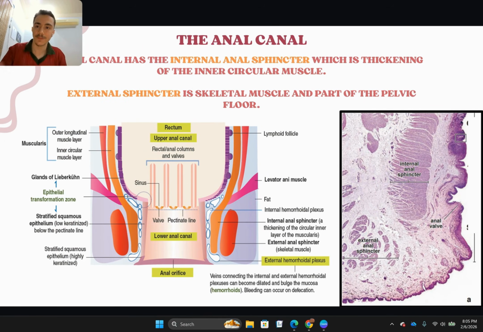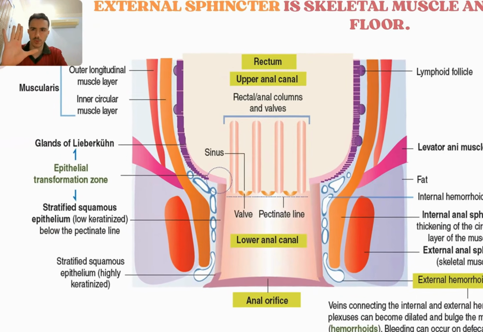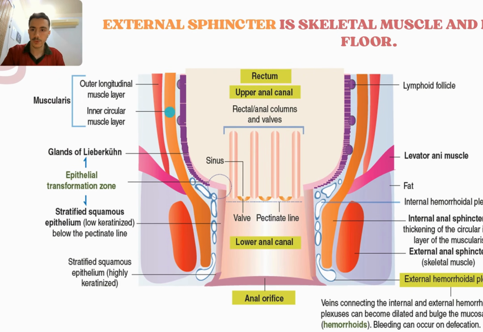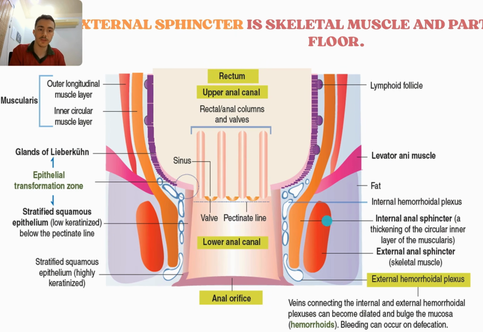The anal canal has the internal... Okay, we have two sphincters, external and internal. The internal anal sphincter is a thickening of the inner circular muscle. Here in the picture you can find the muscularis, the orange and the red one. The orange is the inner circular muscle, and the outer is longitudinal. The circular muscle continues to come here on these two sides. On this side, we call it the internal sphincter.